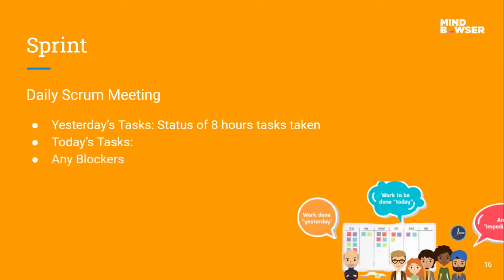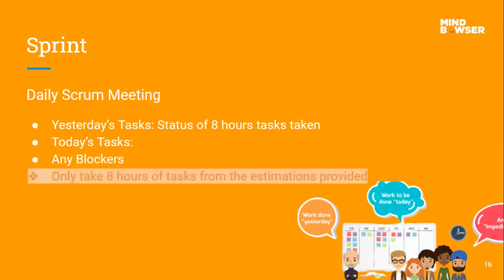But again, here is a pro tip we have. We only take 8 hours of tasks from the estimation provided. So for example, when I come for a daily scrum meeting, I'll ask my developer to bring any of the 8-hour tasks they think they should be completing today. This is very helpful for the developer, for a PM, in fact, for the whole team, so that everybody's clear that these are my estimations and this much I have to work on today.